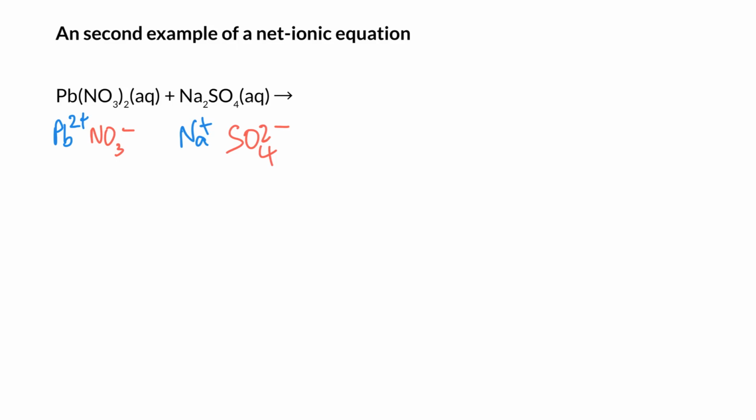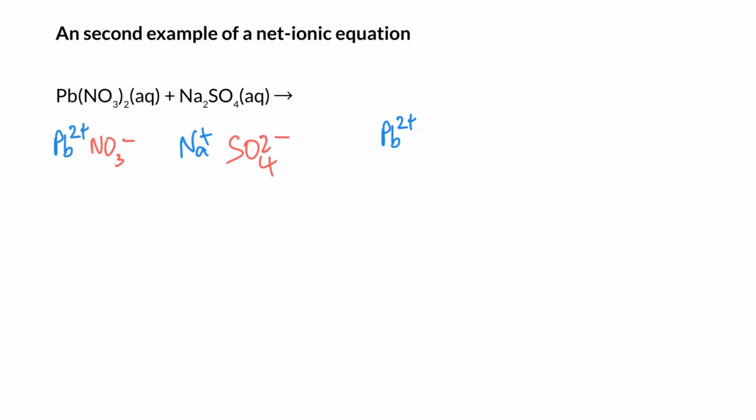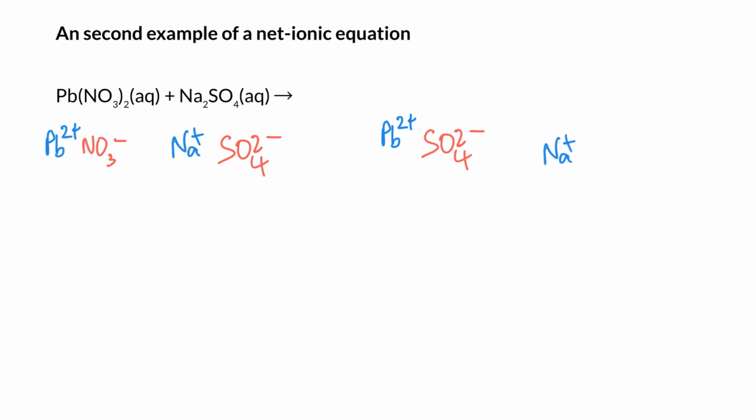So basically, we're just going to take each ion and play swapsies. So that lead is going to swap places. And instead of pairing up with nitrate, it's going to pair up with sulfate. And we're also going to see the same thing for the sodium. So the sodium right now is paired up with sulfate, and it's going to go ahead and trade. And now it's going to pair up with the nitrate ion.